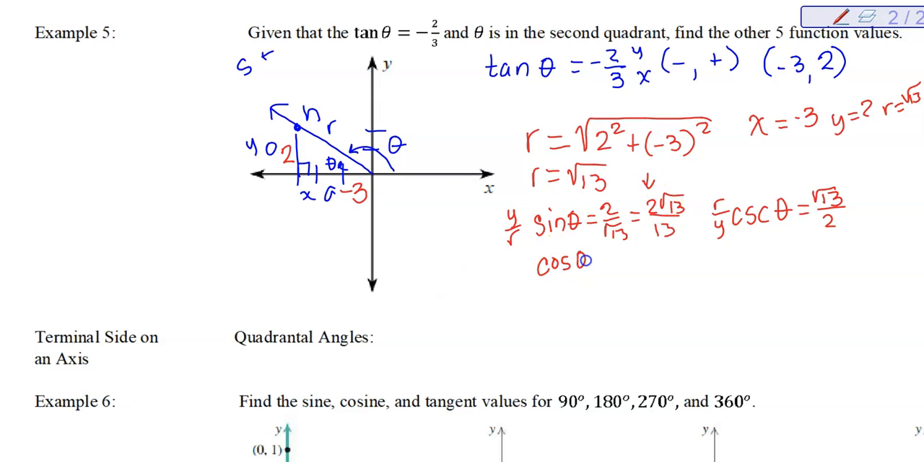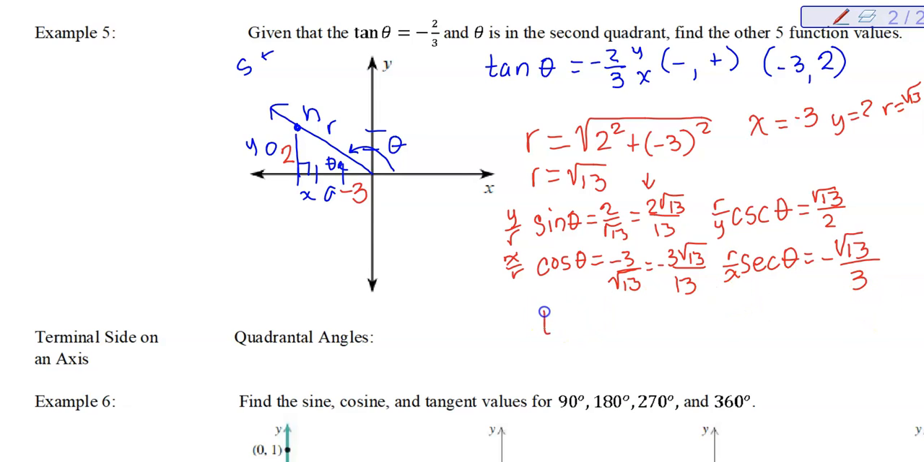So cosine theta, that's your x over your radius, or your adjacent over hypotenuse. So that would be -3 over the square root of 13, or -3 square root of 13 over 13. Secant theta, r over x, that would be negative square root of 13 over 3. Well, it's a -3, square root of 13 over -3. I just put the negative out in front. I was kind of dividing in my head. Positive by negative is negative.